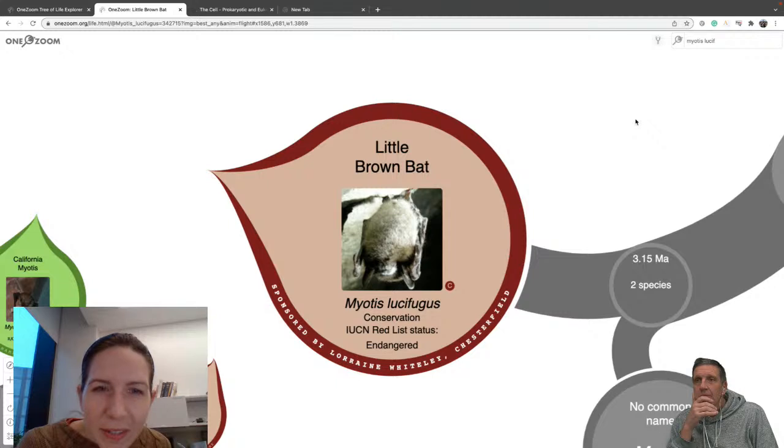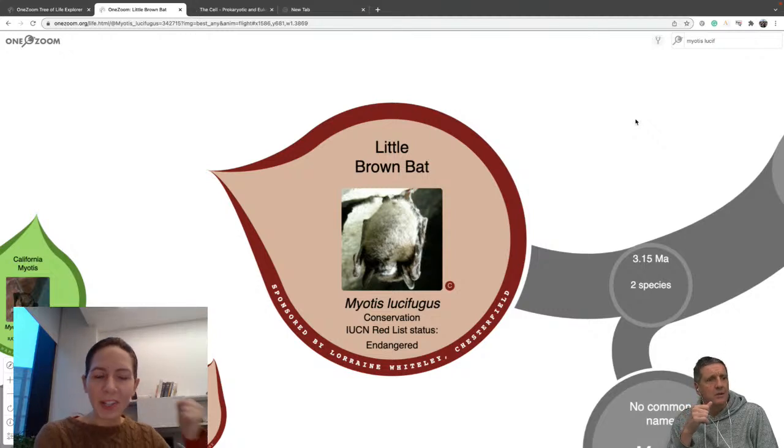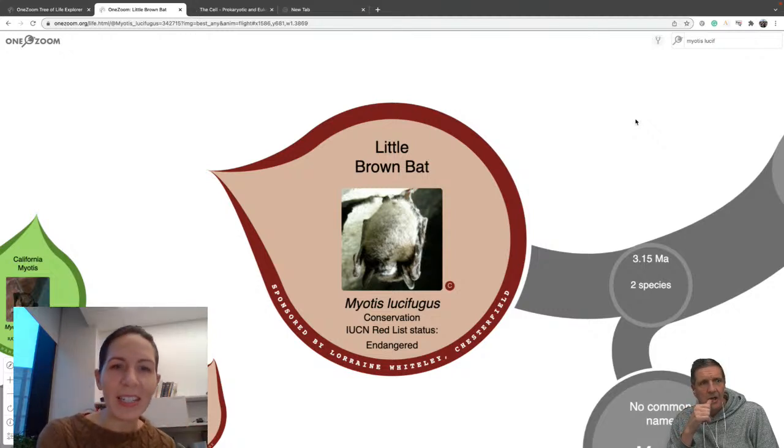I'm a little bit sad because I feel like the picture of it is one that has the white nose fungus disease. Oh, really? I see, that's sad. I'm like, show a healthy bat. I don't want to show a diseased one. Oh, I see. Okay, okay.